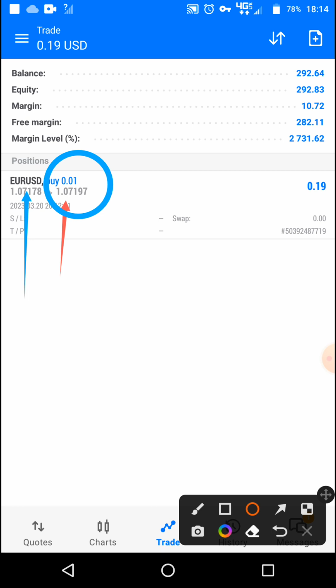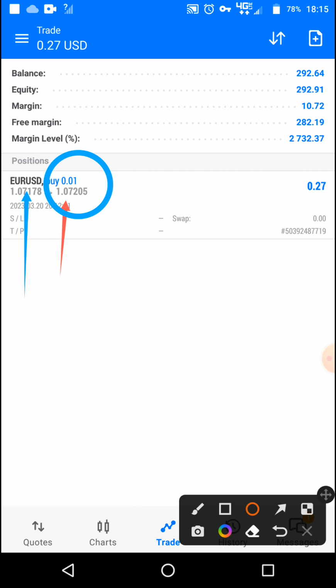Right now the market is buying at a high price, and you are making a profit, because when we compare your buying price to the market price, your price is lower. When you are buying anything, you always want to buy it at a low price. So when you are able to buy at a low price, that means you are making a profit.